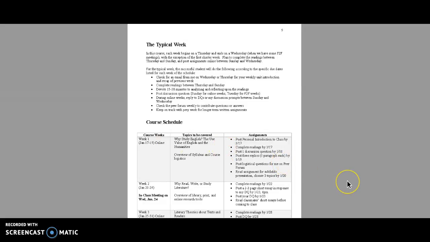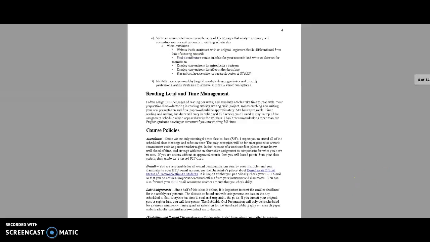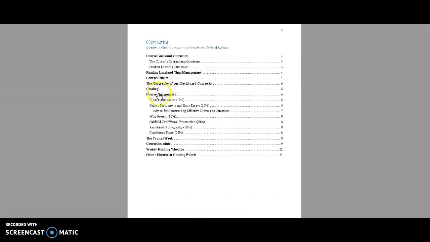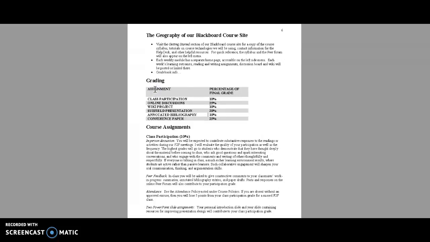That's probably the one that students will be looking at the most often because it gives a sort of preview of the different assignments that are going to be due that week and what the major topic is. Other things that are of importance to students, the grading and the course assignments. So grading, what percentage of the course that these different assignments contribute towards, and then descriptions of the assignments follow from there.